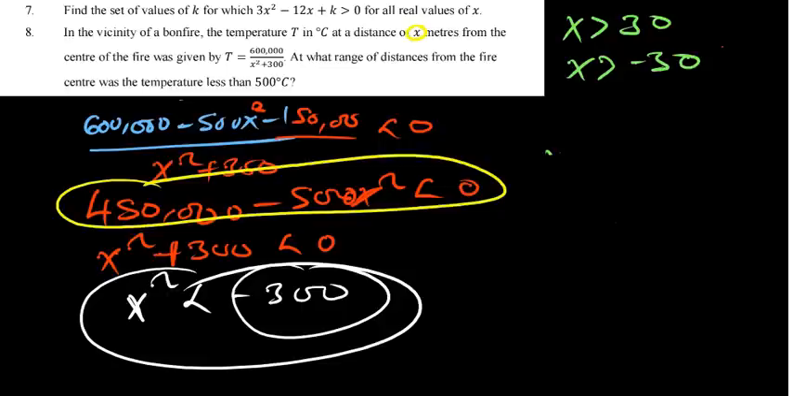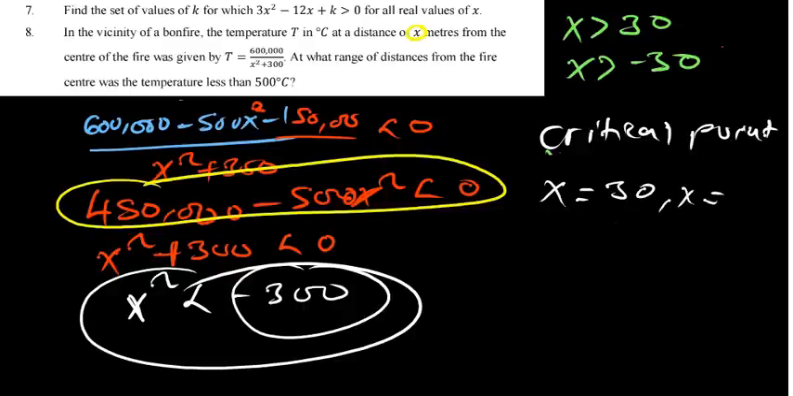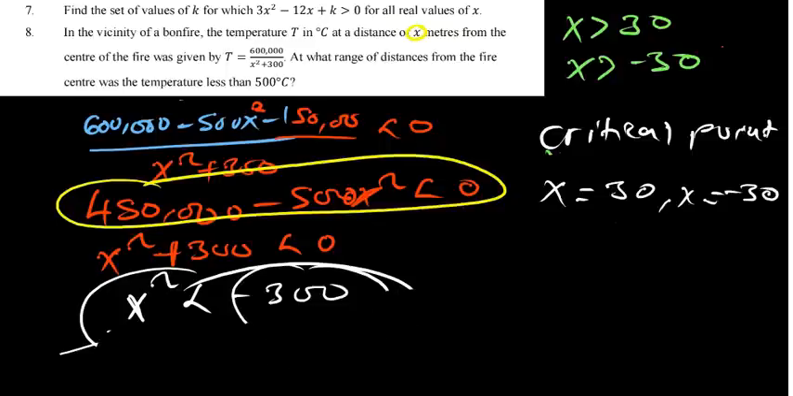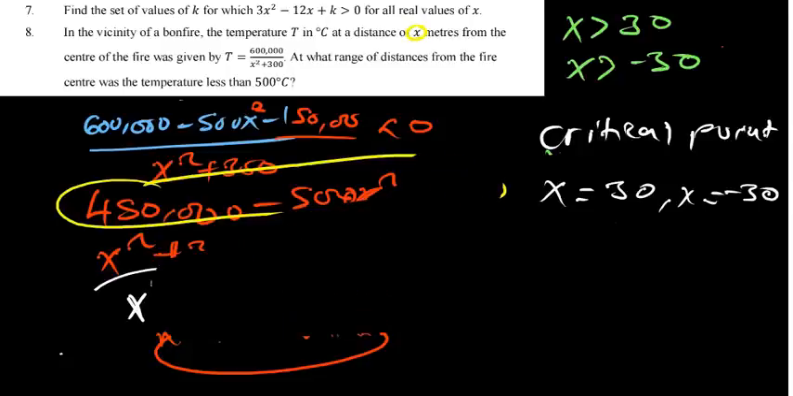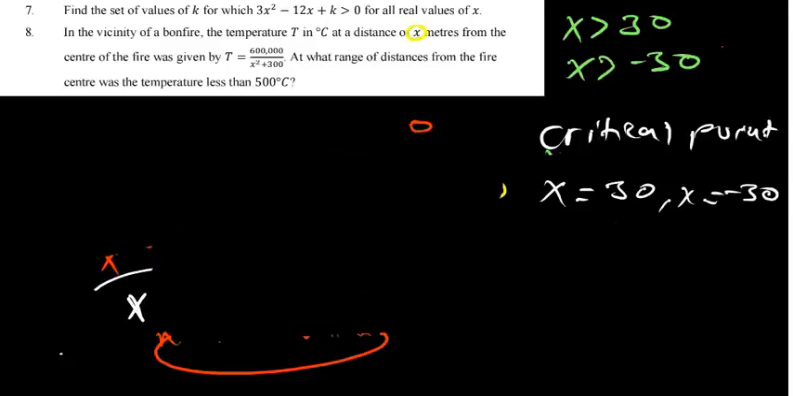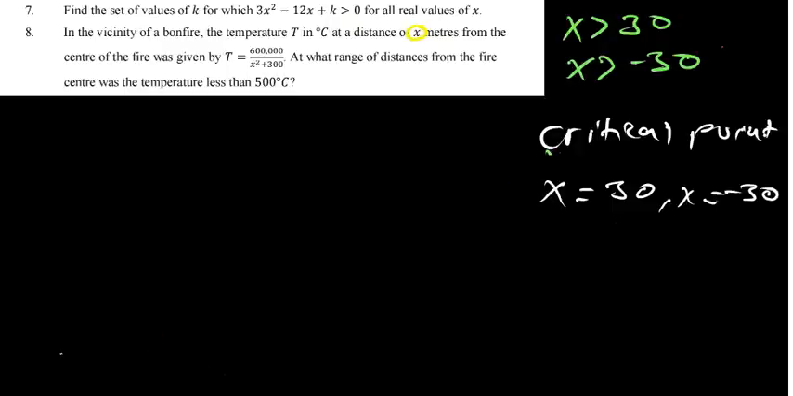So for the critical points, you write here: my critical points are x is equal to 30 and x is equal to negative 30. Is that okay? This one you can't solve because you can't square a number and get a negative. You just leave it there and say no real values for this one. Now your critical points are only those, x is greater than 30 and x is greater than negative 30.